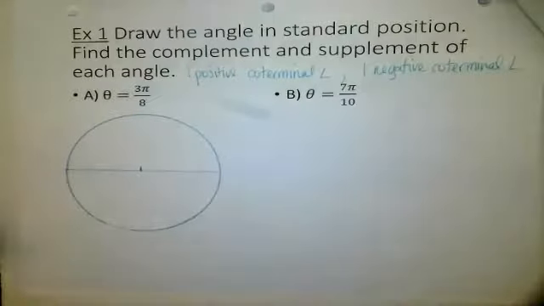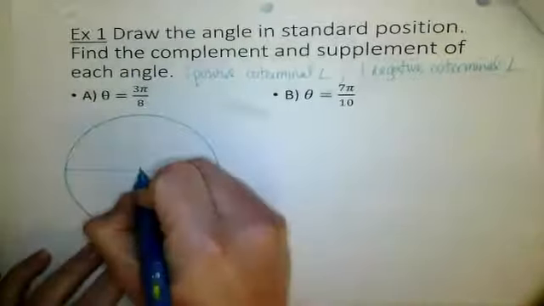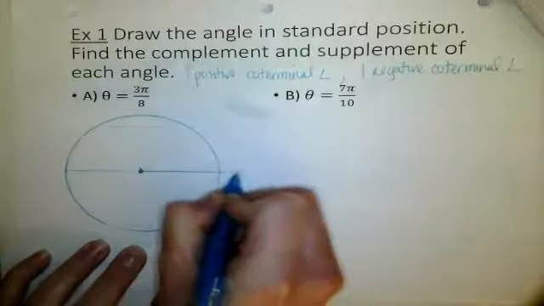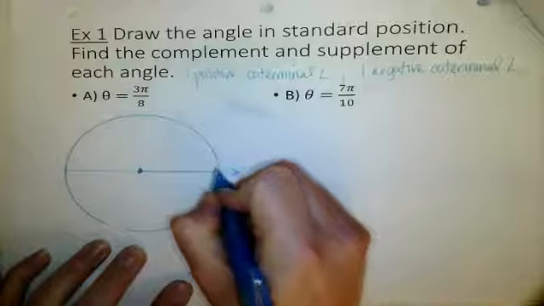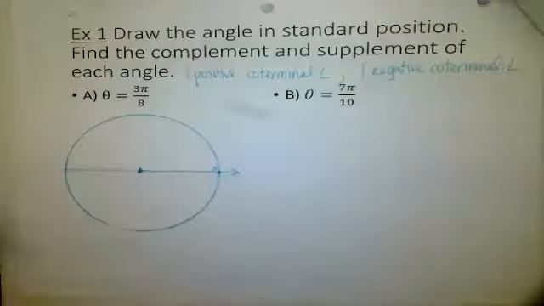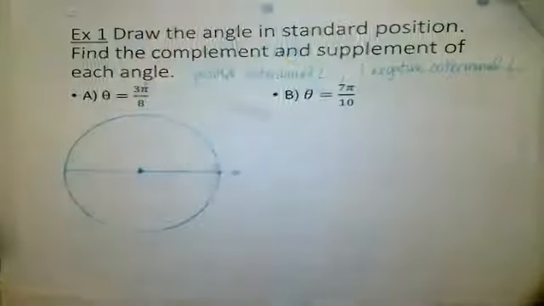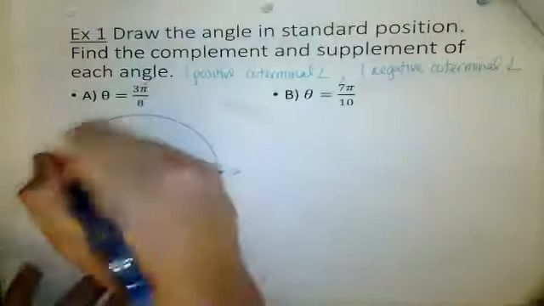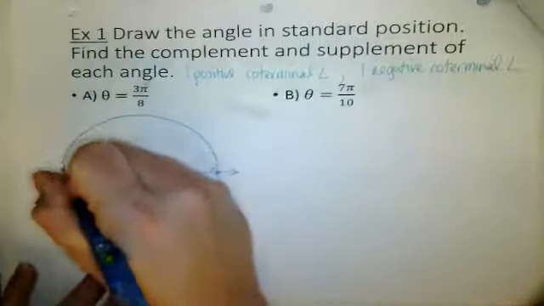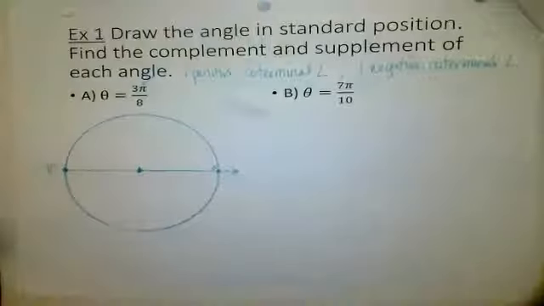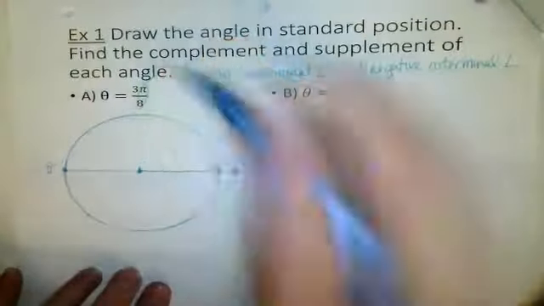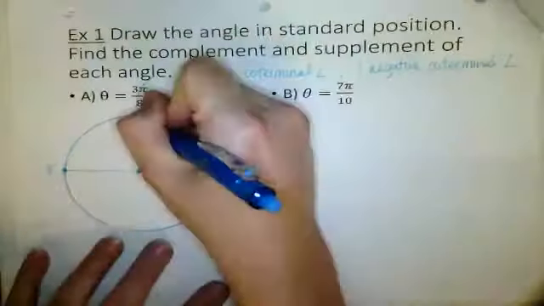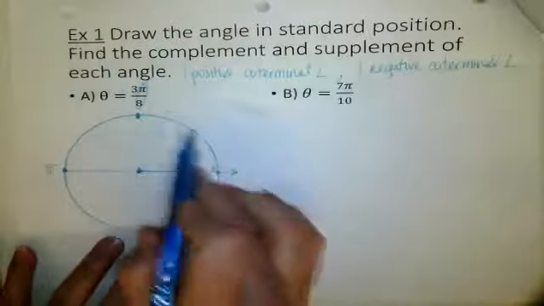So I want to start by drawing our angle 3 pi over 8 in standard position, which means that the initial side is running along our positive x-axis. This is 0 radians. And so I'm going to start with pi. Ladies and gentlemen, where's pi? 180. Right over here. Make a dot. That is pi radians. What are we cutting pi into? 8 wedges. So first I'm going to split it in half.